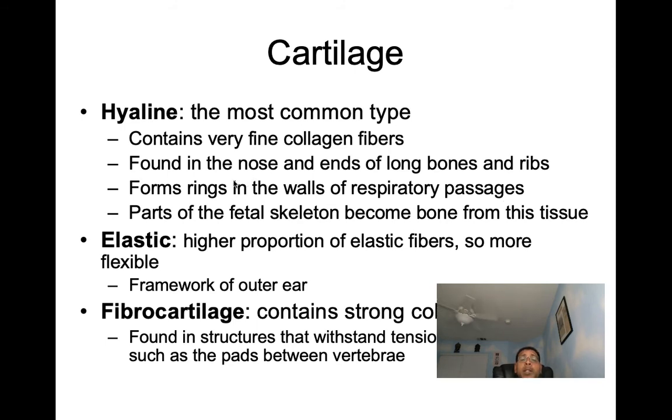Hyaline cartilage we can see is going to be found in the nose and also the ends of our long bones and our ribs. It forms rings in the walls of our respiratory passages. And it forms, we can see, part of the fetal skeleton, which will then become bone from this tissue.